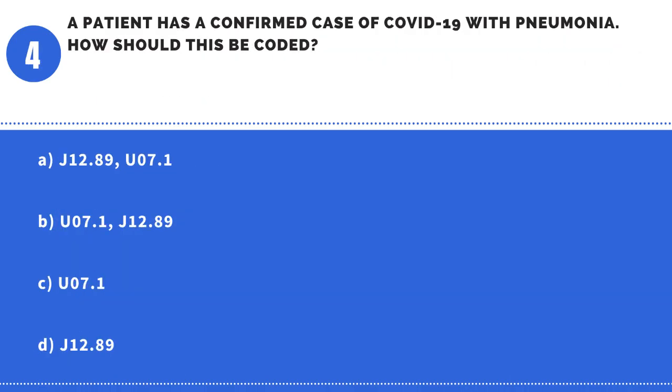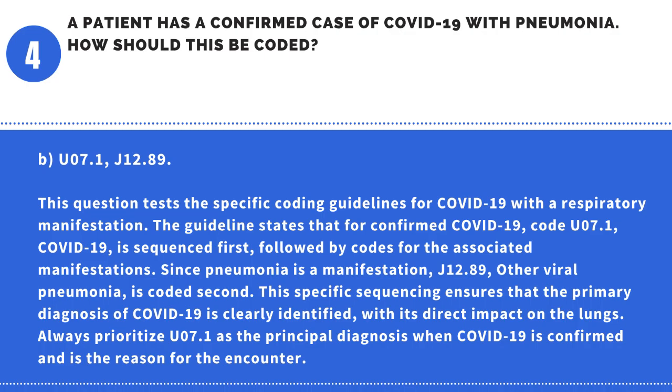Question 4. A patient has a confirmed case of COVID-19 with pneumonia. How should this be coded? A. J12.89, U07.1. B. U07.1, J12.89. C. U07.1. D. J12.89. Answer B. U07.1, J12.89. This question tests the specific coding guidelines for COVID-19 with a respiratory manifestation.